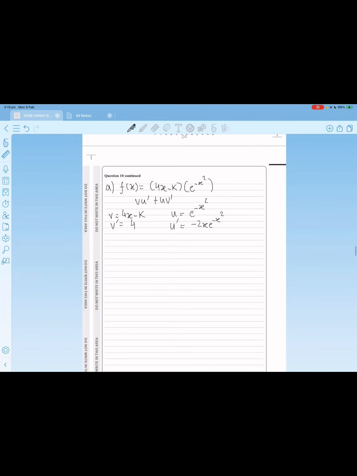Now let's do vu dash plus uv dash. So vu dash would be minus 2x e to the minus x squared times 4x minus k plus 4 e to the minus x squared, which would just be that.